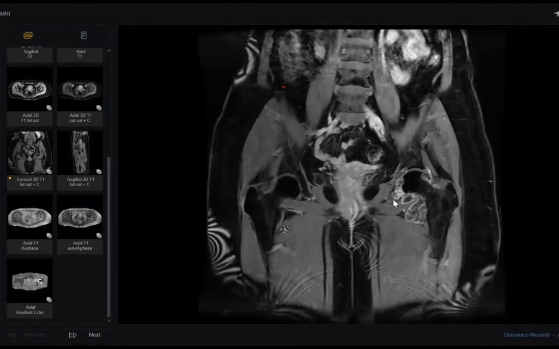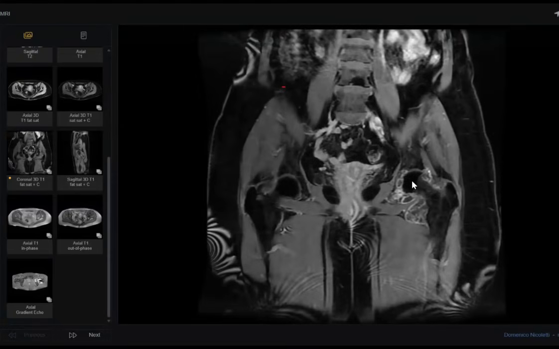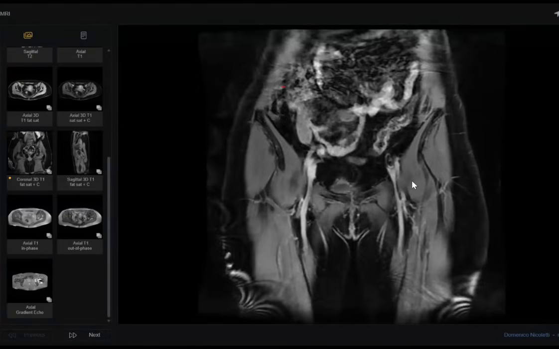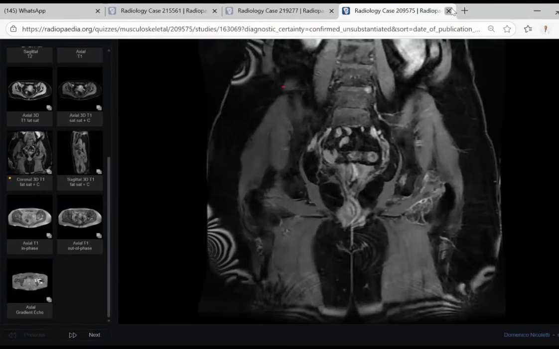The contrast shows marginal enhancement of the synovium itself, and what is inside is non-enhancing, either fluid or loose bodies. So it is not synovial sarcoma. Okay, thank you so much.